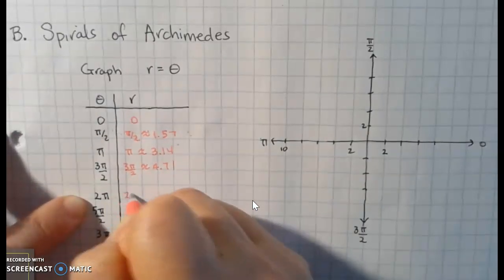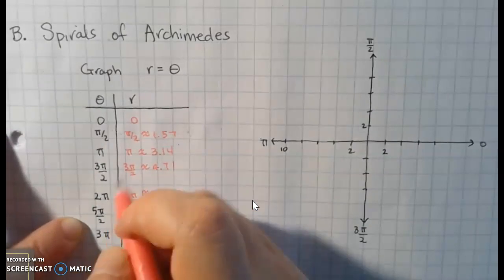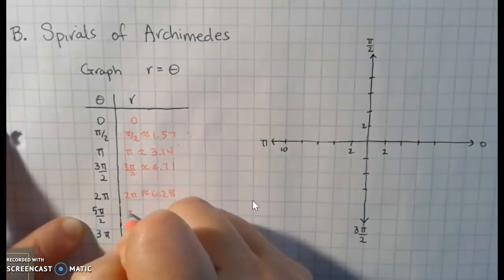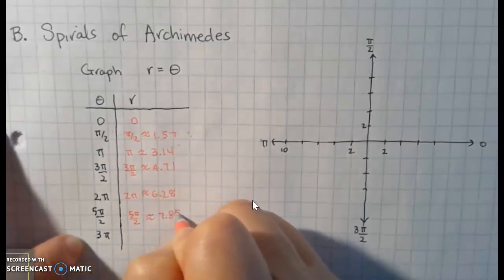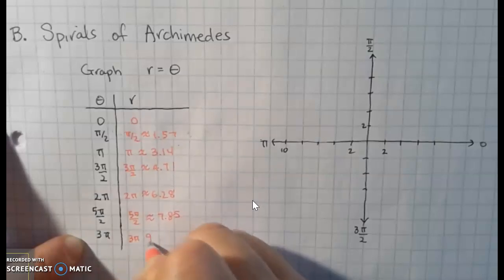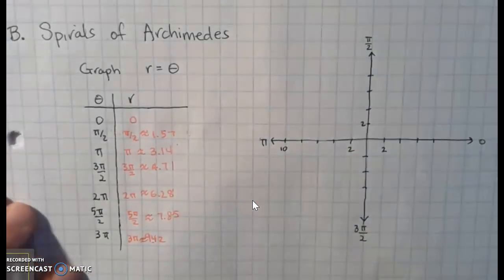And 2 pi is approximately 6.28. And 5 pi over 2, that's 2.5 times 3.14, is approximately 7.85. And 3 pi is approximately 9.42. Okay, now we just need to plot it.